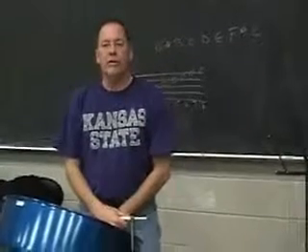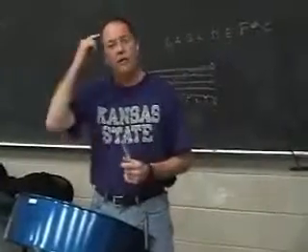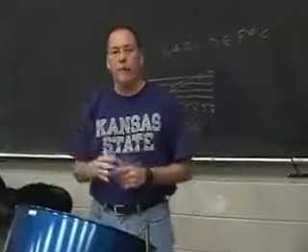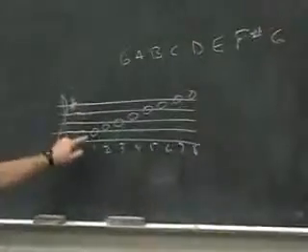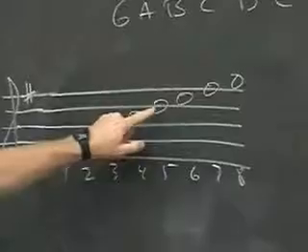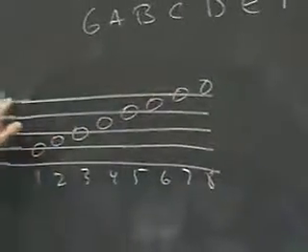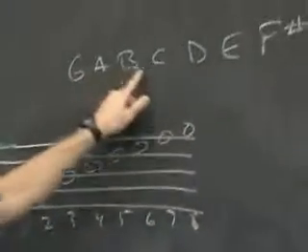Hey, I wanted to talk to you about majors and minors today. I'm going to use the G major scale for an example. The key of G has one sharp on it. It's G, A, B, C, D, E, F sharp, and G again. And that's what I have up here.